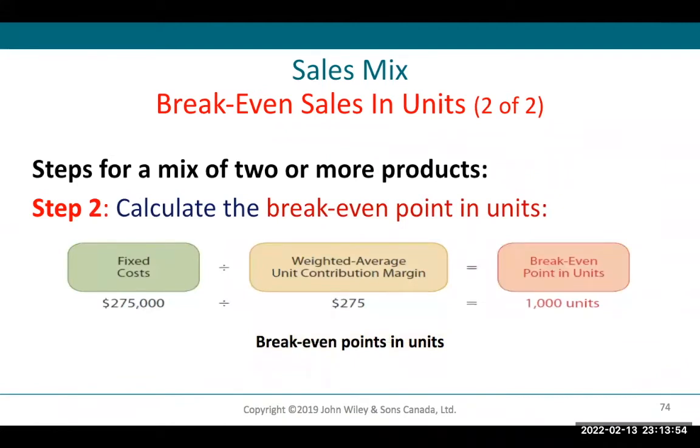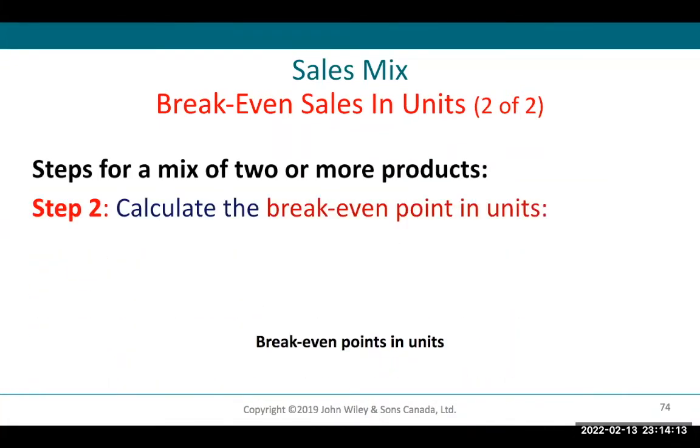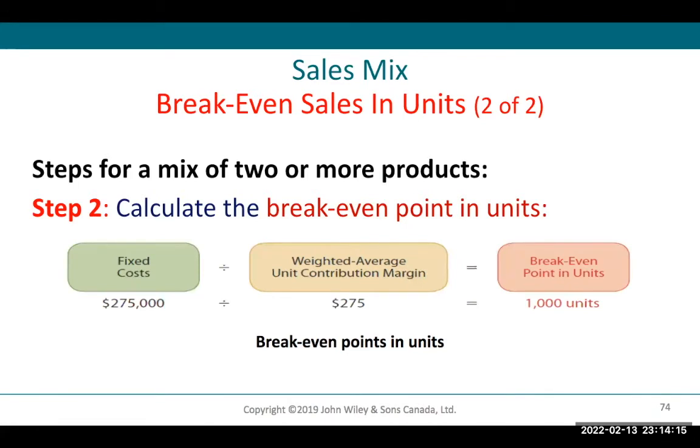So once we find our weighted average unit contribution margin, we can now calculate the break-even point in units. So it's the same formula. The only thing that's changing here is the weighted average part of it. But we found it in the previous slide of 275. And we're just going to divide our fixed costs by that weighted average unit contribution margin. And that will give us our break-even point in units.